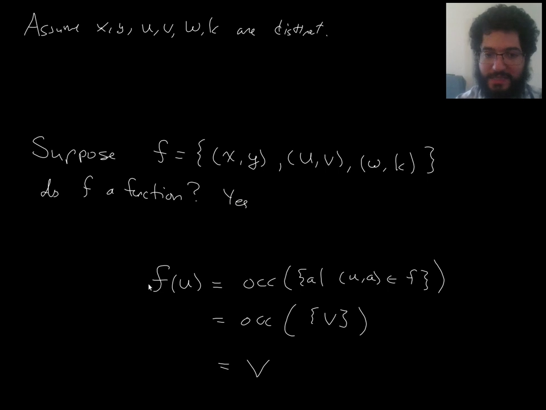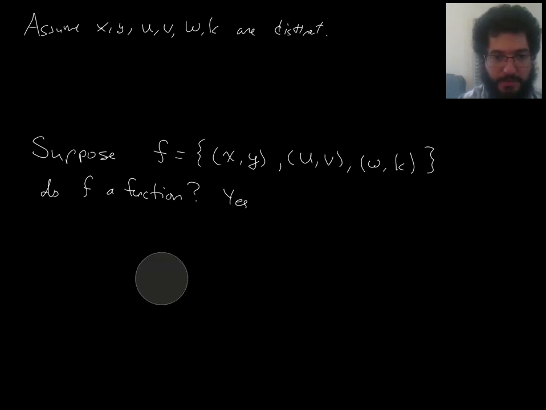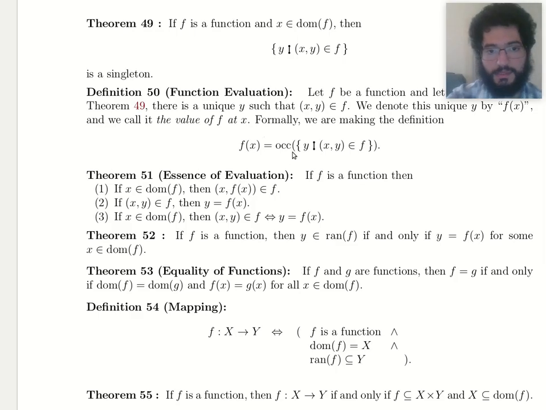But there's a quicker way to see that this is true, using essence of evaluation rather than using the definition. So let me show you the quicker way. If we want to know what is f of u, basically use theorem 51. Usually I just go to part 3 since that's kind of the powerful one. Sometimes part 2 is nice. Well, actually part 2 is nice here. If I just show that a pair is in f, then I immediately get a statement as to what the evaluation of f at the left-hand position is. So I'm going to use part 2 here.